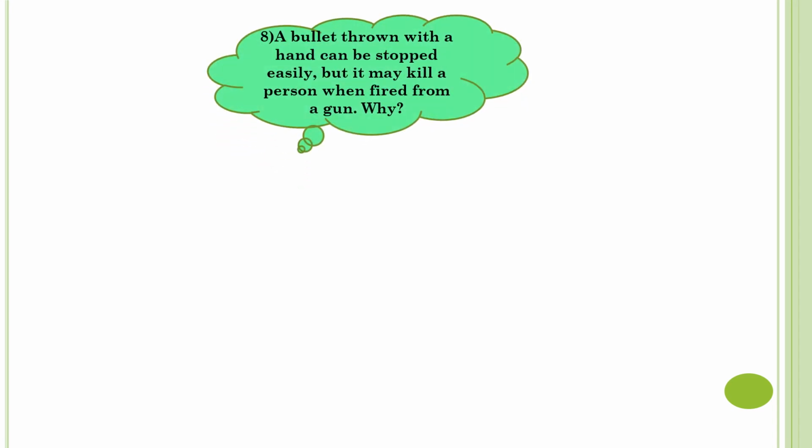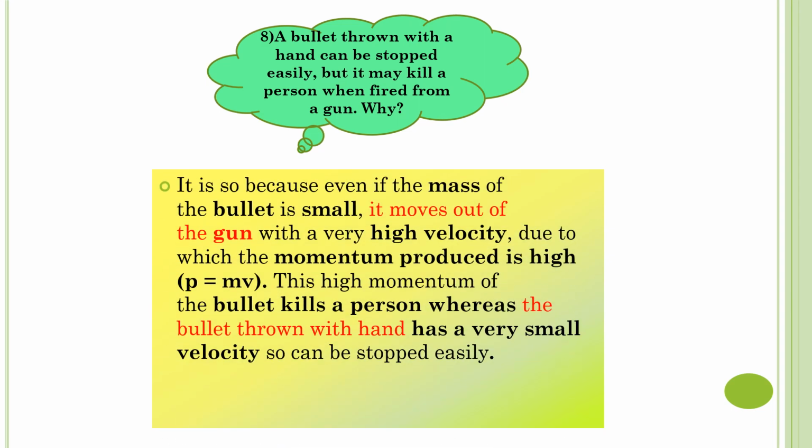Moving on to the next question, which is question number 8. A bullet thrown with the hand can be stopped easily, but may kill a person when fired from a gun. Why? Right? This you might have observed also. Let us see why this happens. See, even if the bullet's mass is very small, it can kill a person. Right? That we have seen.